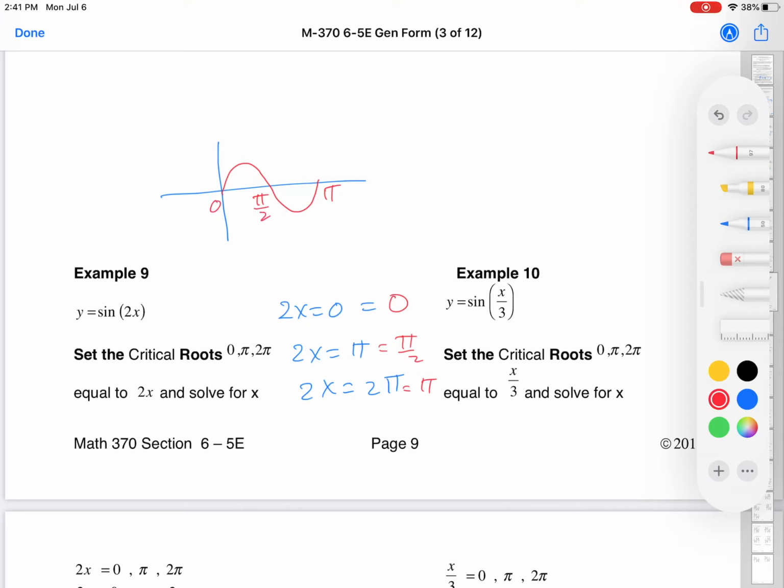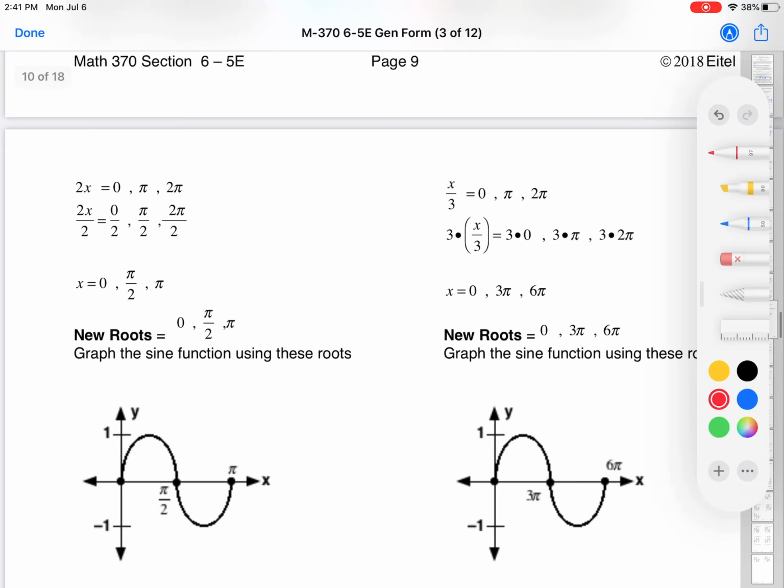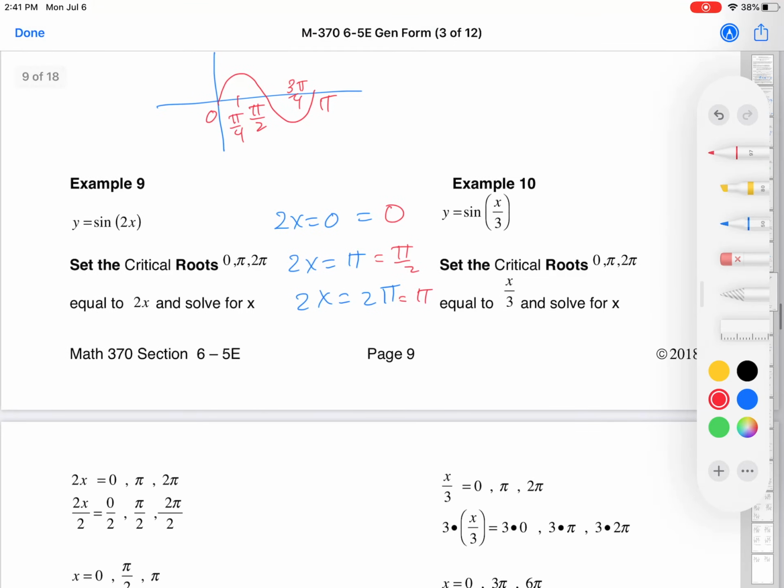Hey, I need you to tell me where it reaches its maximum. Sure, right in between 0 and pi over 2, or pi over 4. And where is it reaching its minimum? Right in between pi over 2 and pi, or 3 pi over 4. Excellent, right? That's what we would do in there. So what does that look like? Just like that. So he's not labeling the mins and the maxes, and that's fine, right?